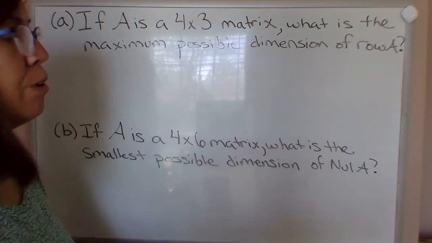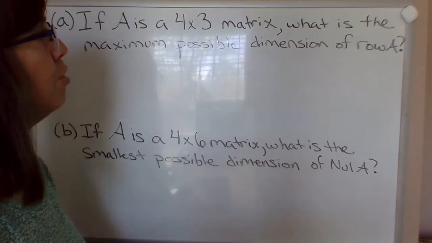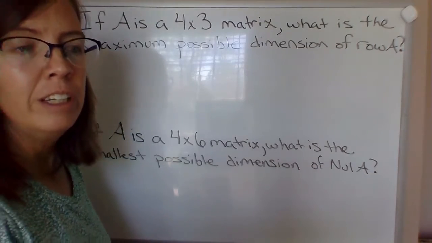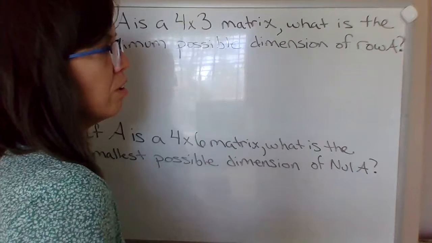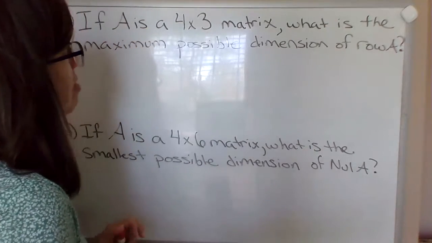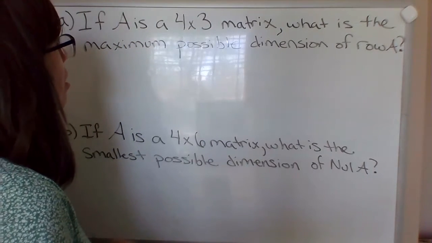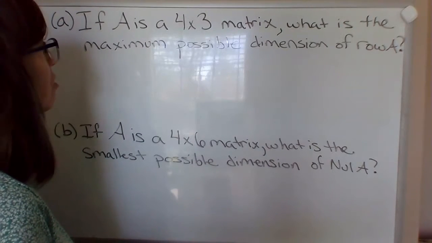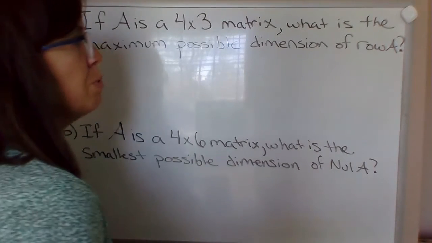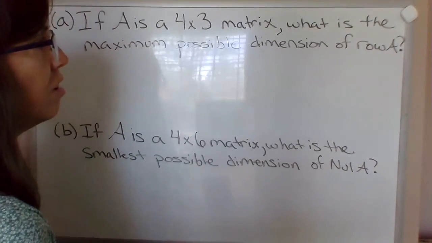All right, so I've got a couple of questions here that we can use to think about the rank equation and just in general about the dimension of the row space and null space and how those relate. So let's say that we have a 4 by 3 matrix. What is the maximum possible dimension of the row space?